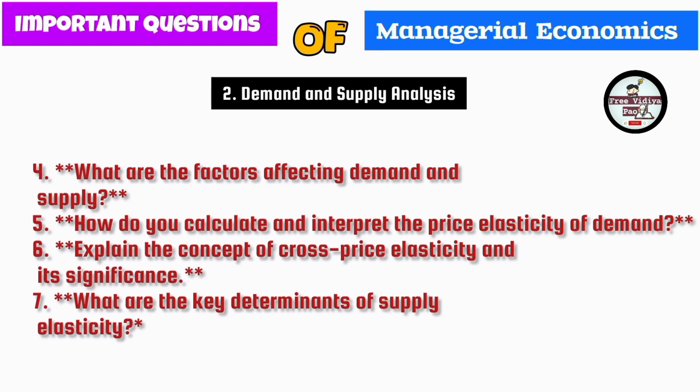नेक्स्ट टॉपिक है डिमांड एंड सप्लाई एनालिसिस. सो उसका फर्स्ट क्वेश्चन है व्हाट आर द फैक्टर्स अफेक्टिंग डिमांड एंड सप्लाई. नेक्स्ट है हाउ डू यू कैलकुलेट एंड इंटरप्रेट द प्राइस इलास्टिसिटी ऑफ डिमांड. नेक्स्ट है एक्सप्लेन द कॉन्सेप्ट ऑफ क्रॉस प्राइस इलास्टिसिटी एंड its significance. And next है what are the key determinants of supply elasticity.